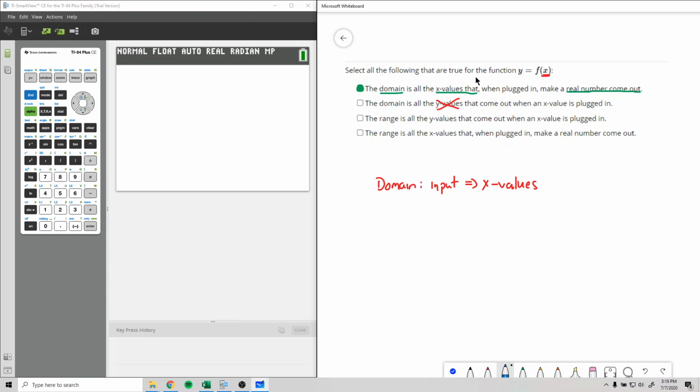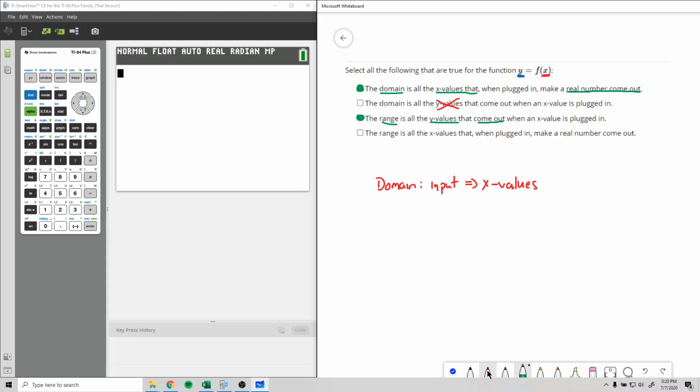Okay, so that does mean that the range is the y values. The range is all the y values that come out with an x value plugged in. That is definitely true. The range is the y values, and the y values are what come out.